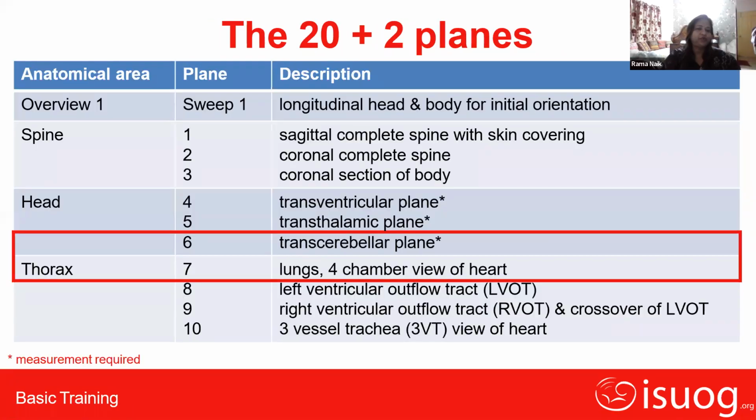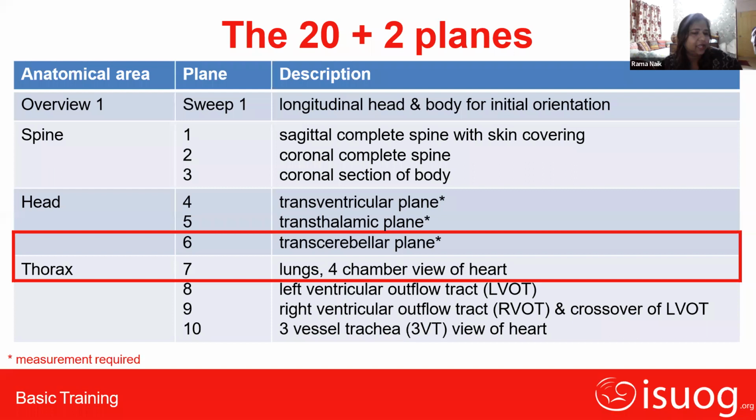So as you know, in the 20 plus 2 planes, we have 3 planes in the head, plane 4, 5, 6. Plane 4 is the transventricular plane, plane 5 is the transthalamic plane, and plane 6 is the transcerebellar plane. And in the thorax, we have 4 planes, plane 7, 8, 9, 10. Respectively, they are for 4-chamber, LVOT, RVOT, and 3-vessel trachea view.